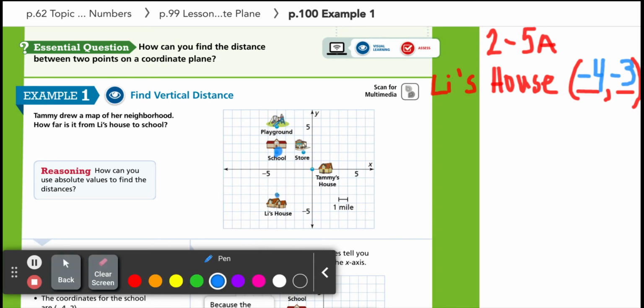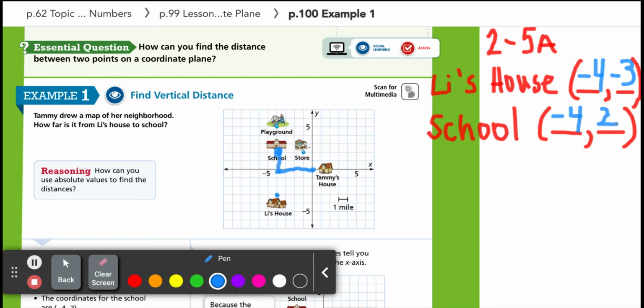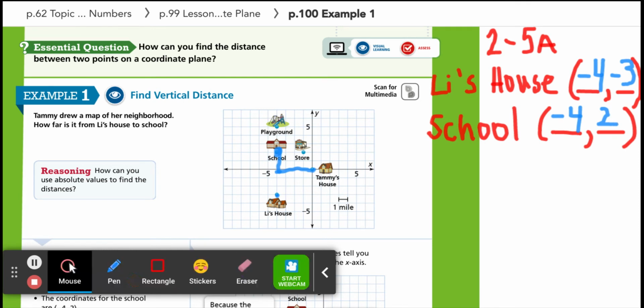Now we have to figure out the ordered pair for the school. So how do we travel from the origin to the school? What would the ordered pair be? So from the origin, we travel left 4 again. So my first number is going to be -4. Then I go up 2, so +2. So the ordered pair for the school is -4, 2.